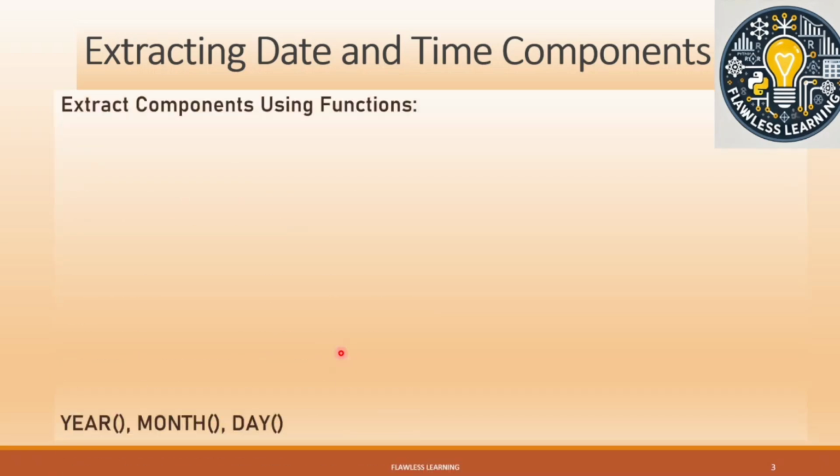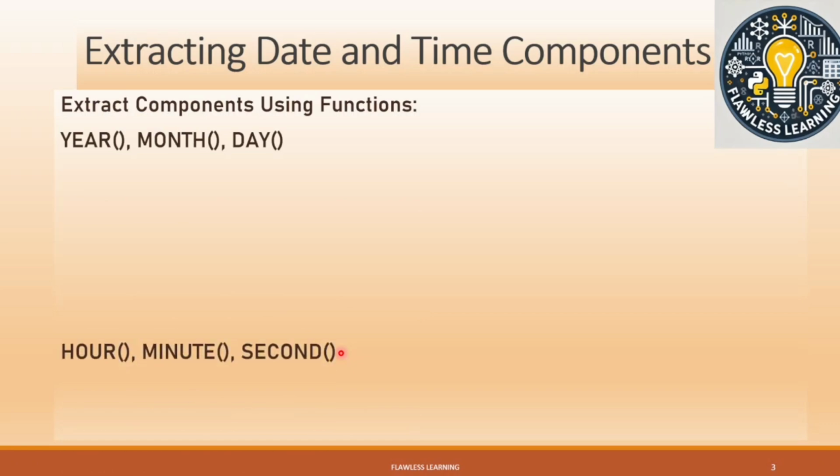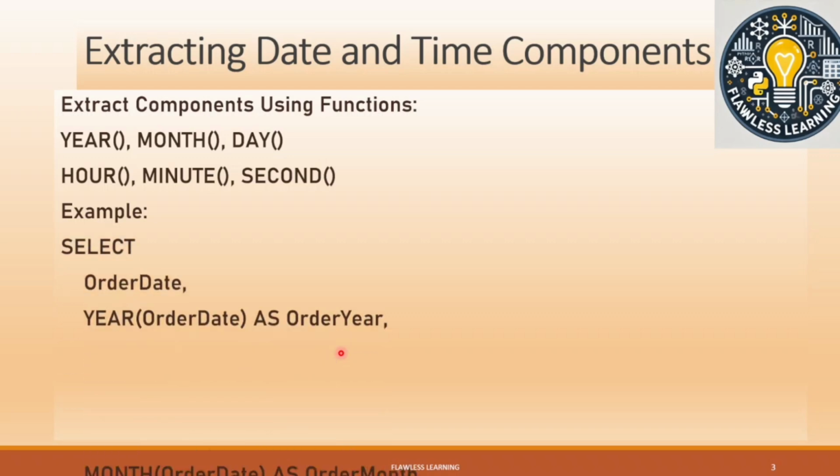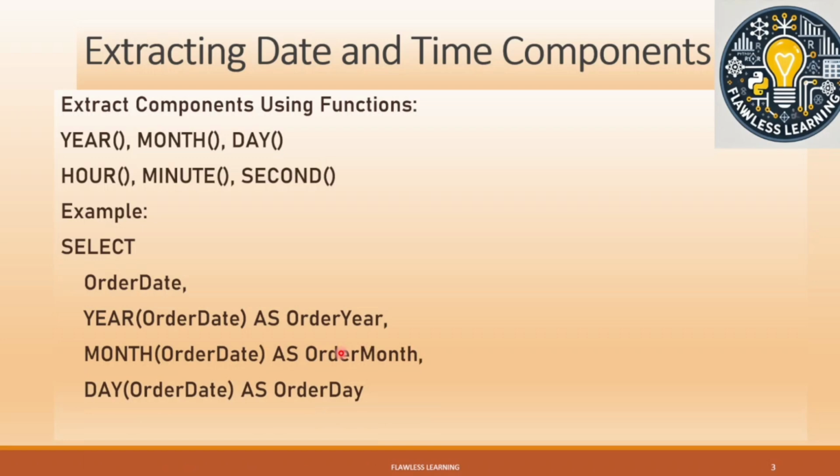Okay, now first is extracting components using functions. There are different kinds of functions to extract the components: there is year, month, day, hour, minute, and second also. There is also an example of how you can select order date, year of order date as order year, then month of order date as order month, then day of order date as order day. So this kind of thing.